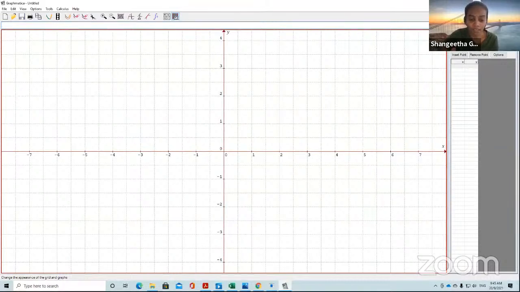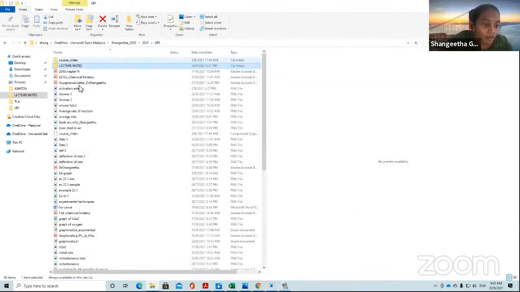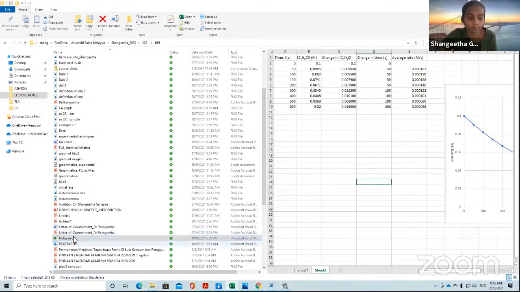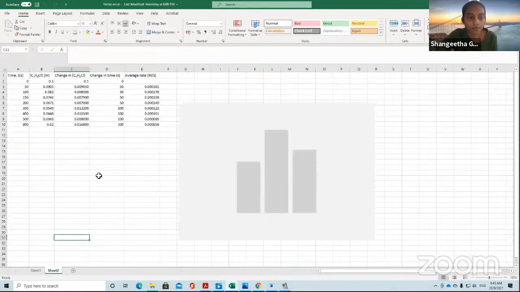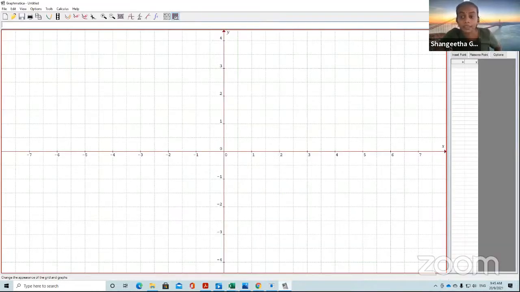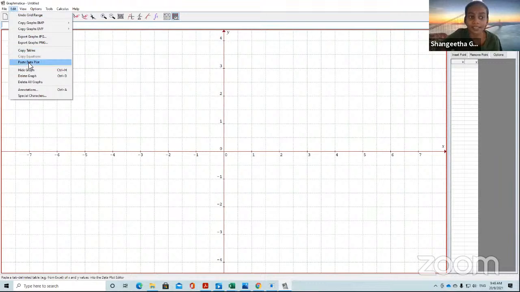Just now, as I told you, you can go into Excel, and you can either type out the values one by one, or if your values are already inside Excel, you can just copy and paste them. I will show you an example. You can go into Excel and copy the value that you need. As I said, you can also plot with Excel. This is how the graph will look if you plot it in Excel. So you can copy your values, and then you go to Graphmatica. You cannot paste normally, but you have to use Edit and Paste Data Plot.